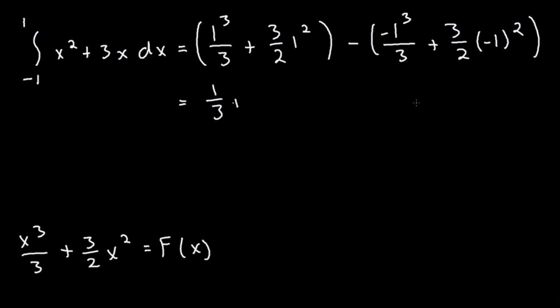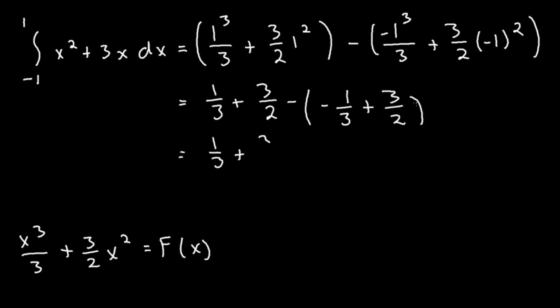You get 1 over 3 plus 3 over 2 minus negative 1 over 3 plus 3 over 2. One thing about this negative is that it distributes into everything. So we get 1 over 3 plus 3 over 2 plus 1 over 3 minus 3 over 2. As you can tell, I distributed the negative into both of these terms. And what happens is that the 3 over 2 cancels, and all we get left with is 1 over 3 plus 1 over 3, which is just 2 over 3.